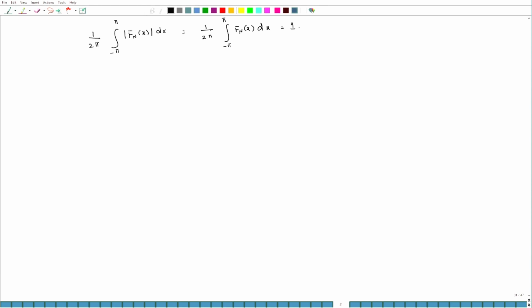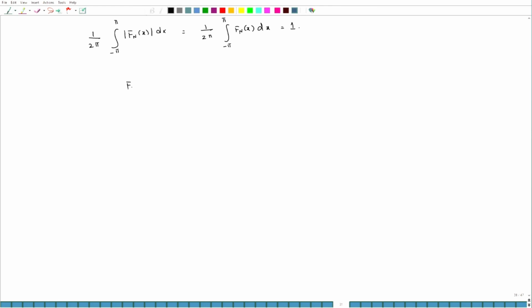So, this is a big advantage over the Dirichlet kernel, where we did not have control over the integration of the modulus of D n. Good. Now, what happens when x goes to 0?